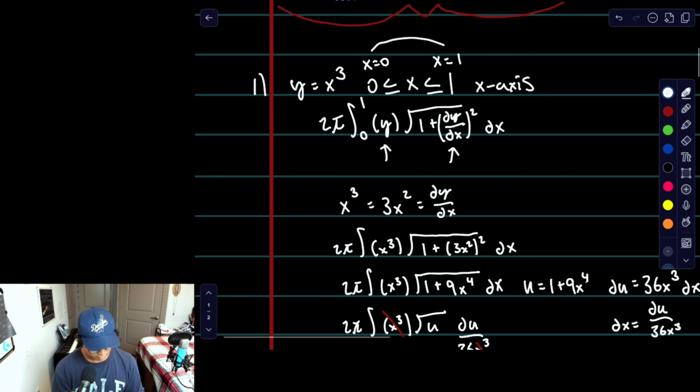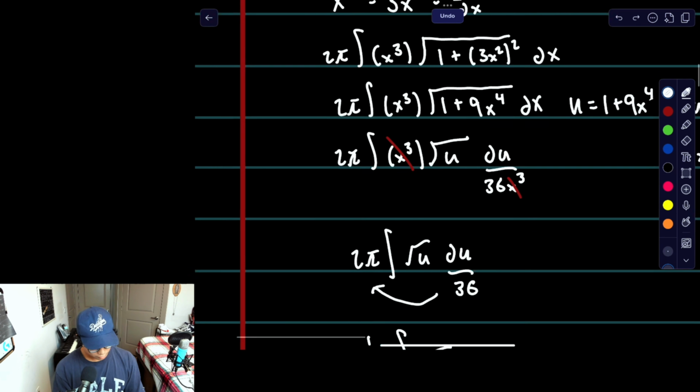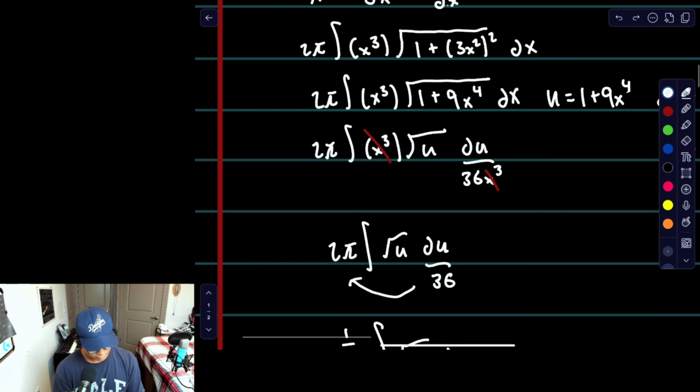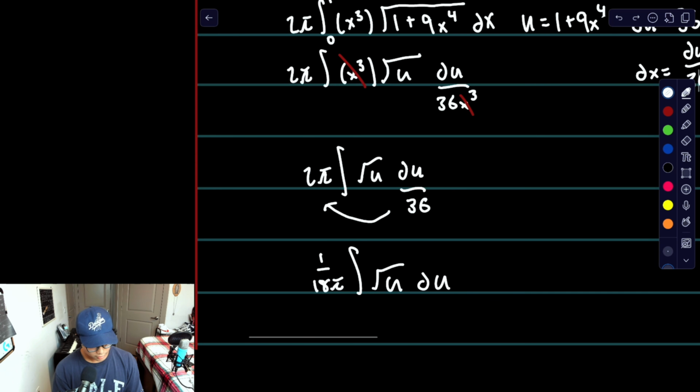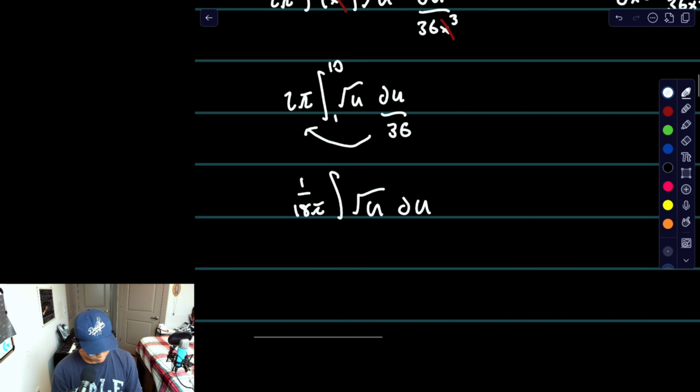Now I apologize, I did save the bounds for last, which I should not have done. Let me backtrack a little bit. We are bounded from 0 to 1. And remember, when a u substitution occurs, we just plug in our bounds into our equation inside the u substitution, which will simply get us 1 to 10. So our bounds are from 1 to 10.